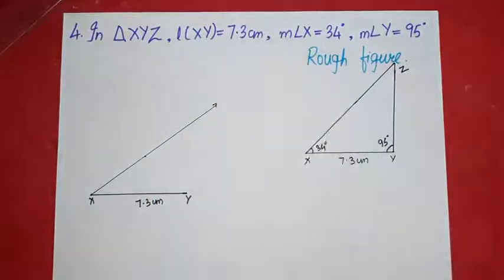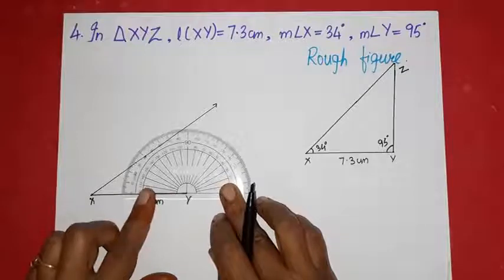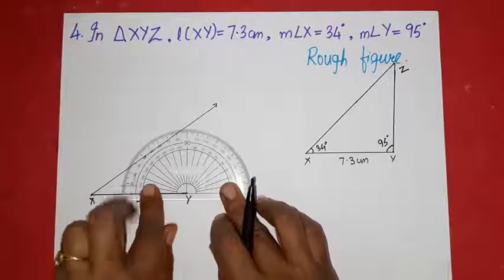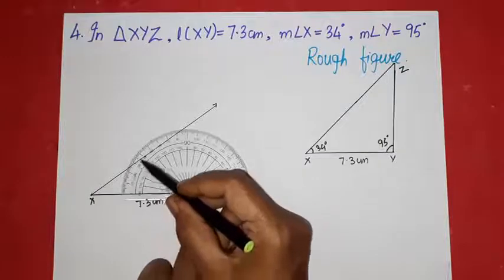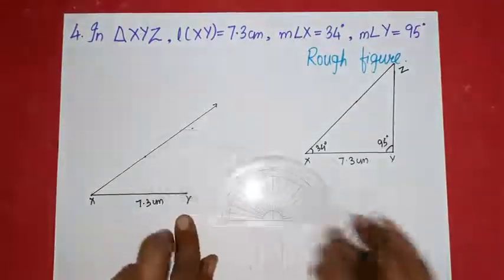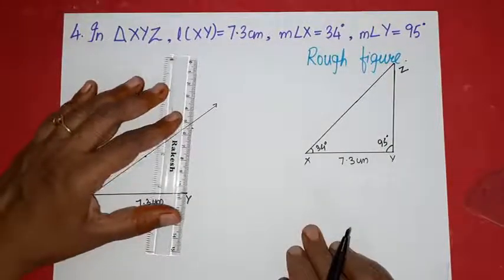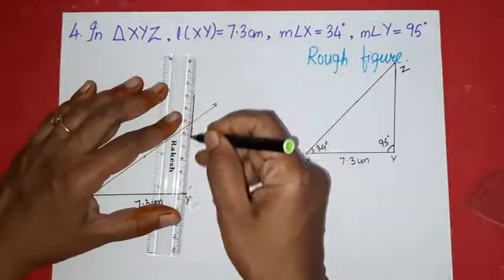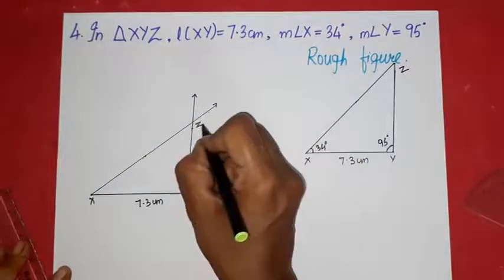Give the arrow. Now we have to draw angle Y of 95 degrees. 95 degrees is an obtuse angle, so it should look like an obtuse angle only. As we are overlapping on the left, take the 0 up to 95. 95 will come between 90 and 100. Now put the mark, join it using a ruler. Give the arrow. This is the vertex Z.